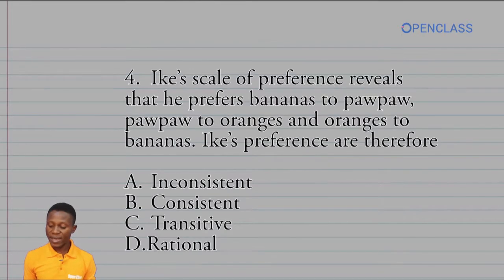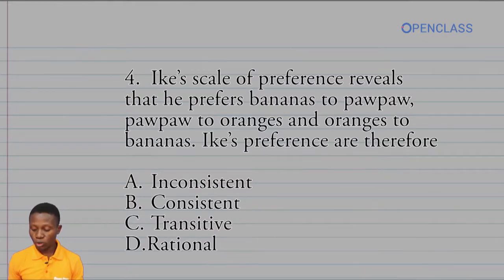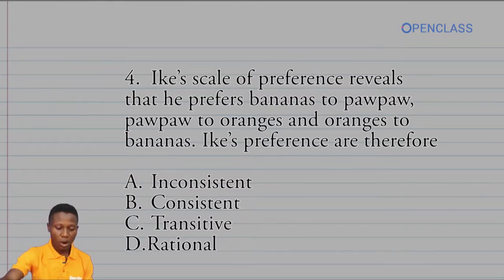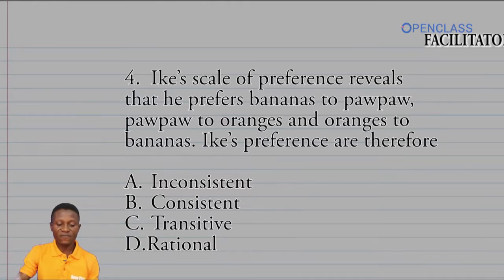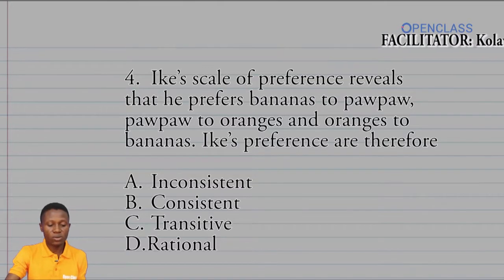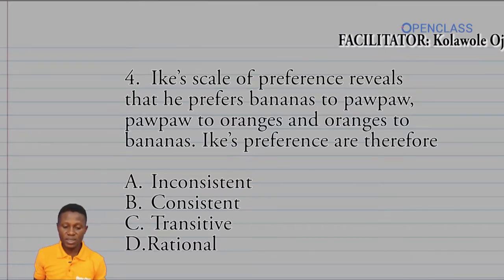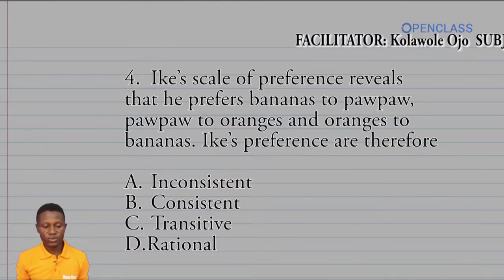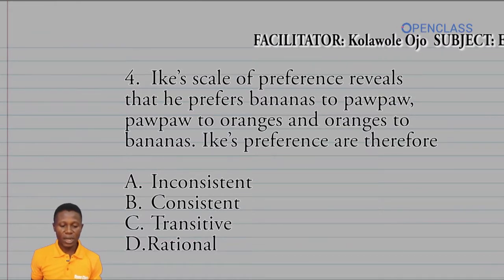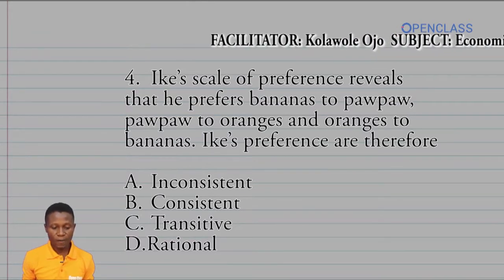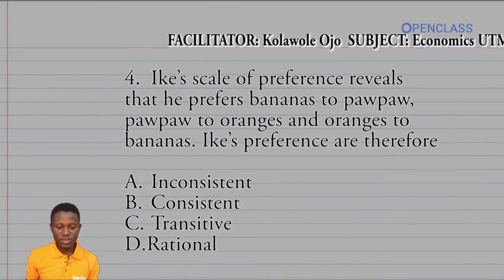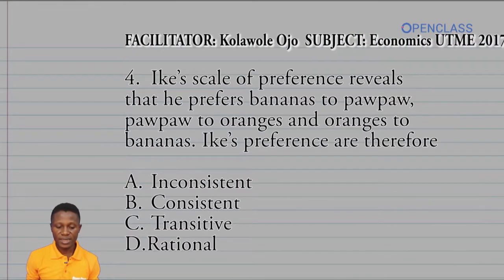That's question 4. Ike's scale of preference reveals that he prefers bananas to purple, purple to oranges, oranges to banana. Ike's preferences are therefore A, inconsistent, B, consistent, C, transitive, and D, rational. The correct answer is A, inconsistent.